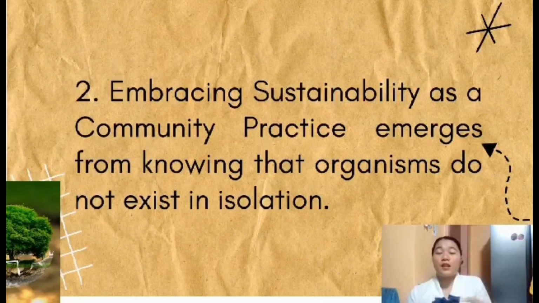The relationships and connections between people in your community are like the teamwork in our big team of life. Imagine, the better we all get along and help each other, the better our community can do. So embracing sustainability means understanding that all living things are connected, just like players in a team.